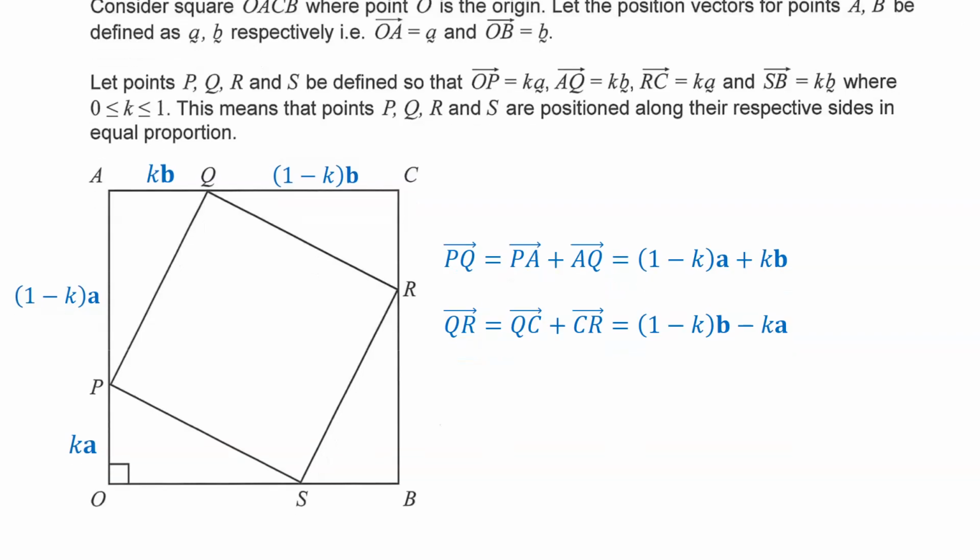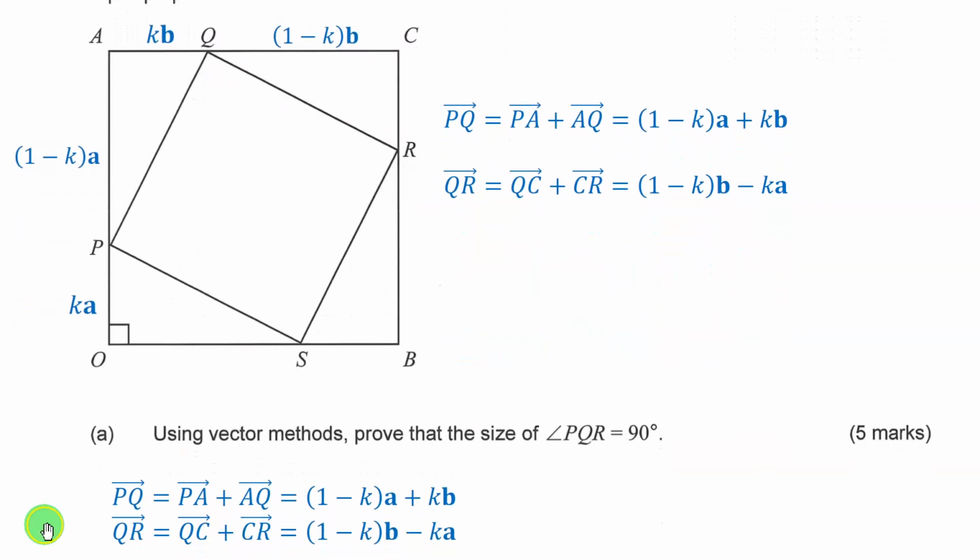Let's find the question. Where are we here? So here we go. Using vector methods, prove that the size of angle PQR is 90 degrees. Now, this is always a dead giveaway, the fact that we're going to have to do a dot product. So angle PQR, this little angle up in here, we obviously need a vector for PQ, one for QR, and show that the dot product is 0.